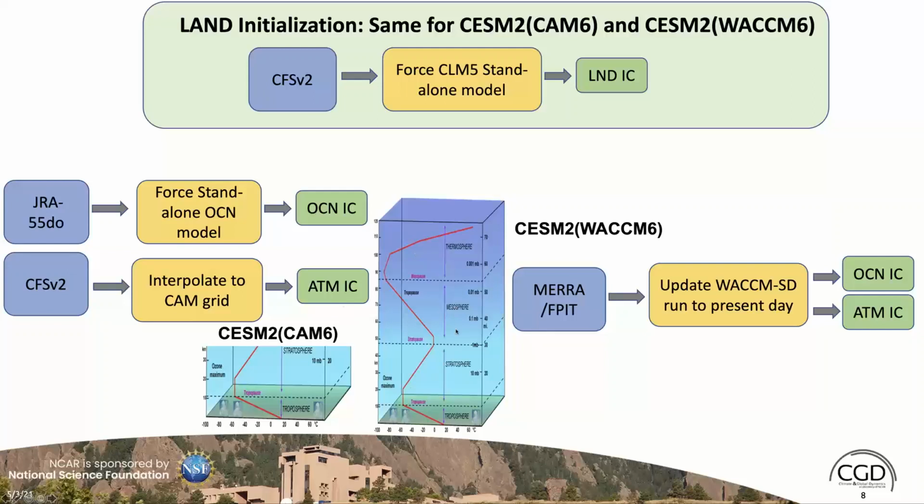Now, WACM is a lot more complicated, and the reason is because our top is at 140 kilometers, and there's just simply no reanalysis that we can take and interpolate onto our model grid. So what we actually have to do is run WACM nudged to a reanalysis, and we are very thankful to be getting the MERRA and the FPIT data. FPIT stands for Fast Processing for Instrument Teams, so that's basically a fast version of MERRA that we can get within a few hours delay. So we can run this model in real time.